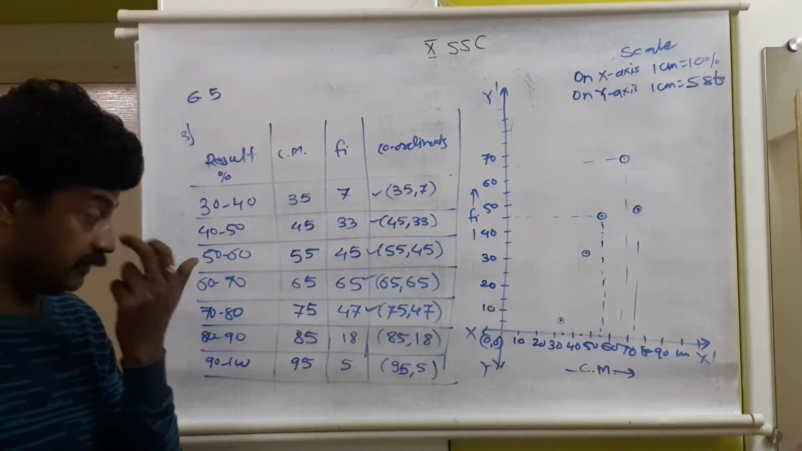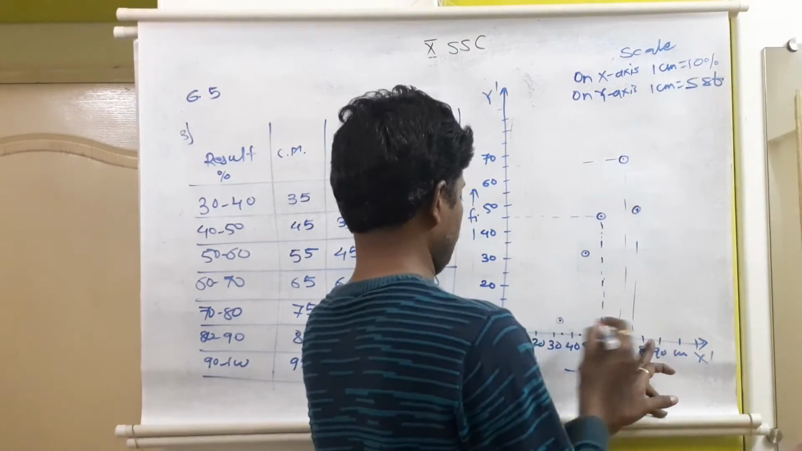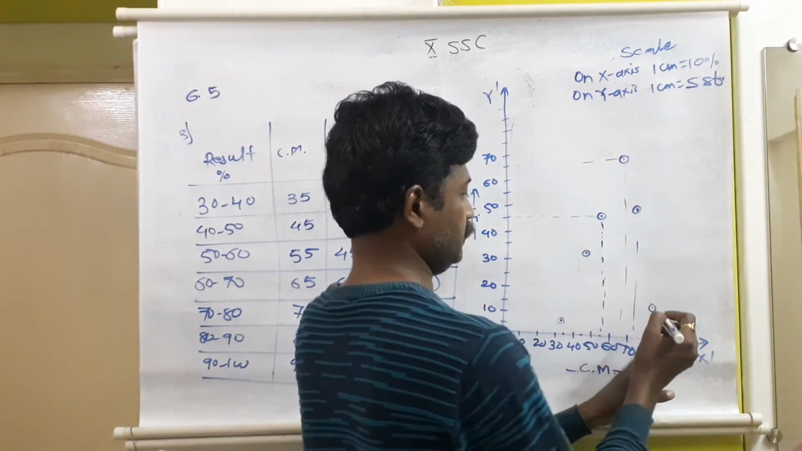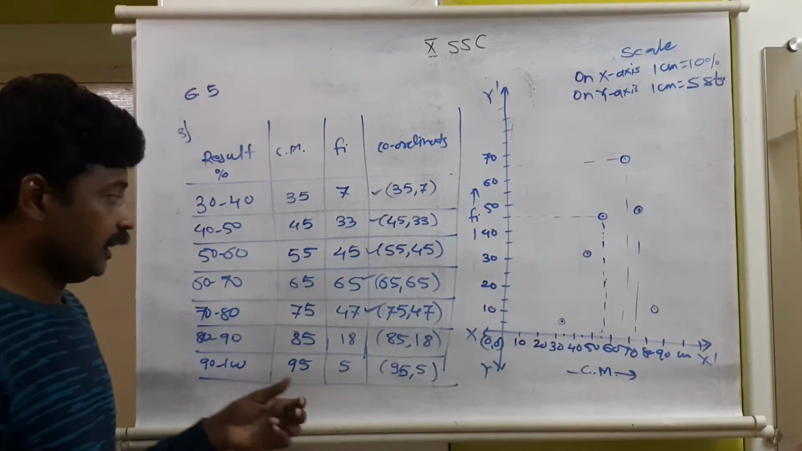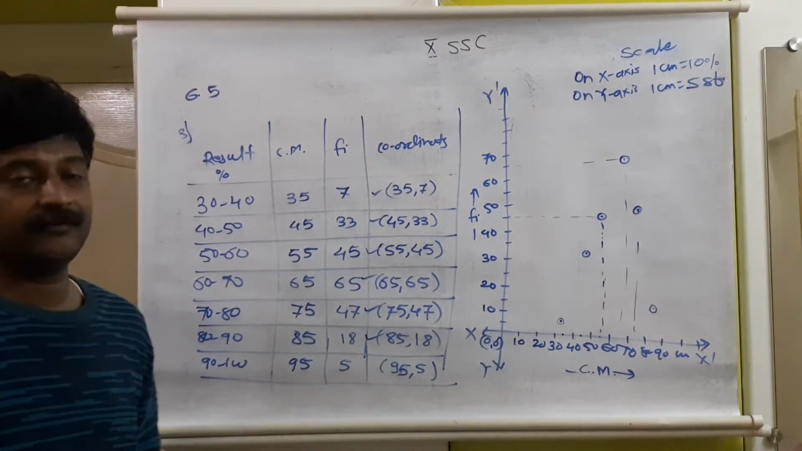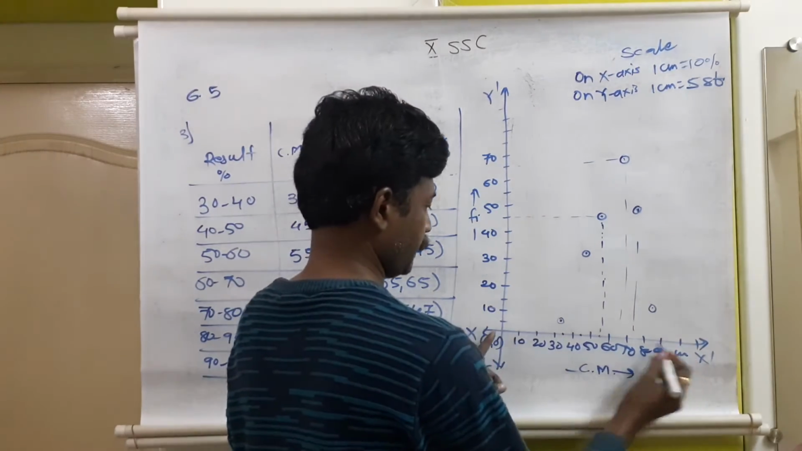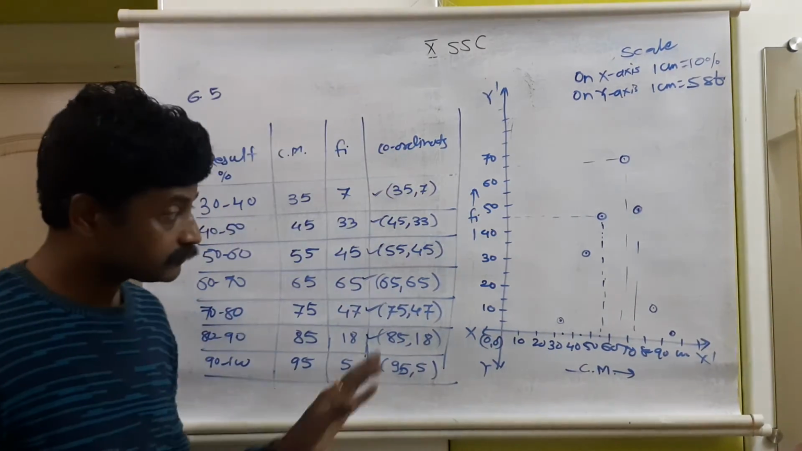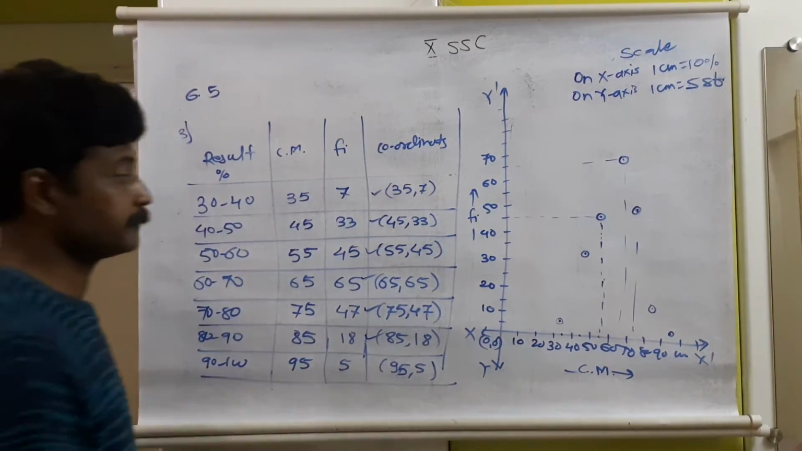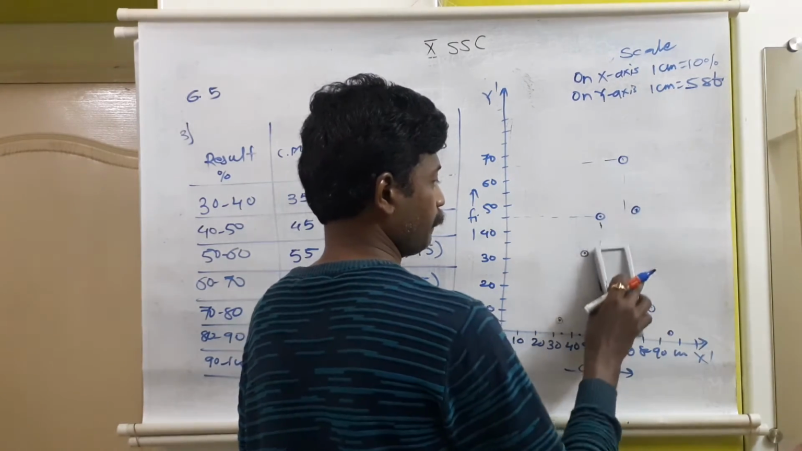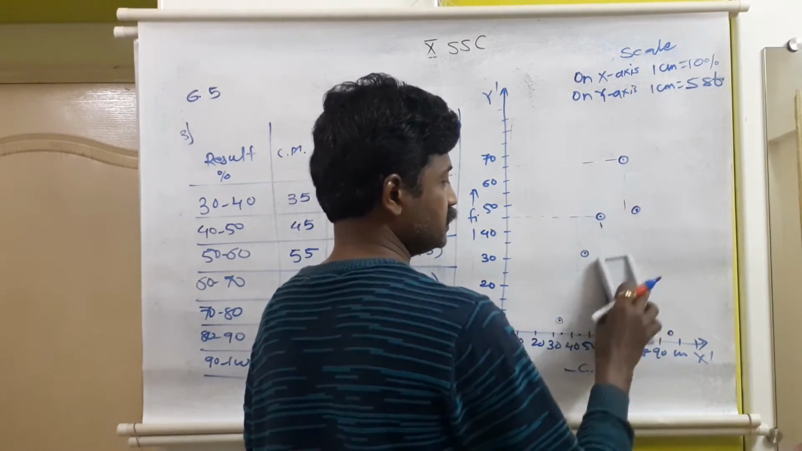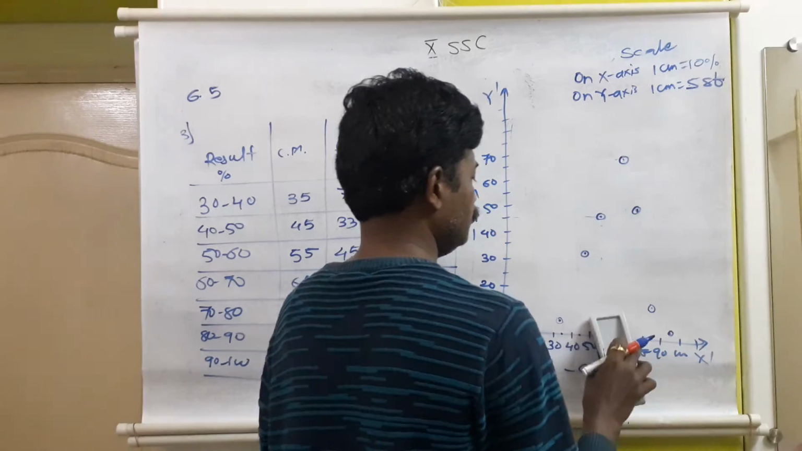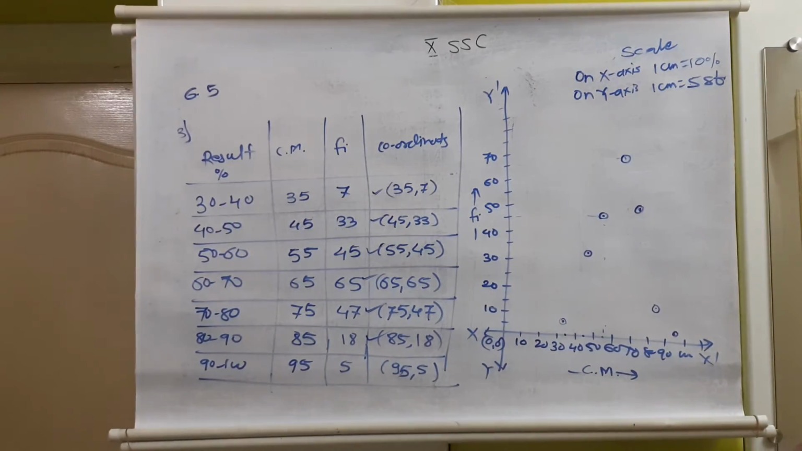Next is 85 and 18. 85 on the x-axis, and 18 is 4 lines less than 20, so it can be here. And the last is 95 and 5. 95 will be here, and the 5 means this one. So these are the points required to complete the frequency polygon without using a histogram. We can mention the coordinates there, that is the correct method.